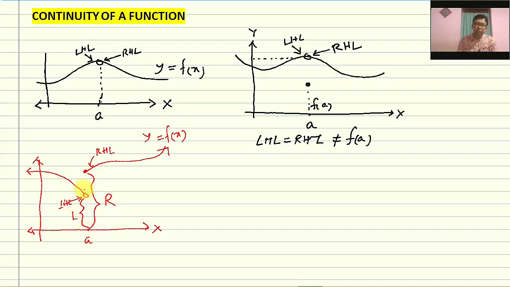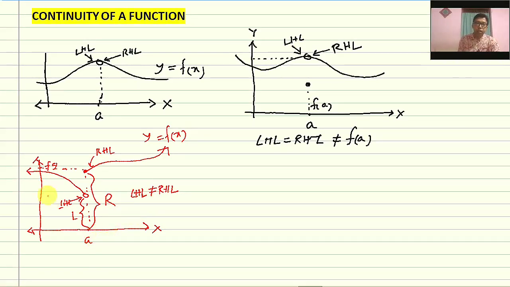And again, you observe carefully that the function is defined at the point x is equal to a. This is your f of a. So this value is equal to f of a. That means the curve is defined at the point x is equal to a. But observe carefully, LHL and RHL are not equal to each other. For this, the limit does not exist. Since the limit does not exist, the function is discontinuous at the given point x is equal to a.